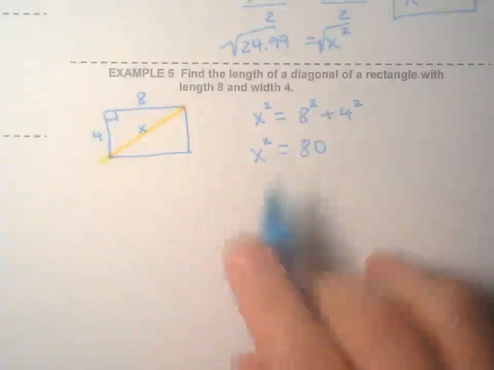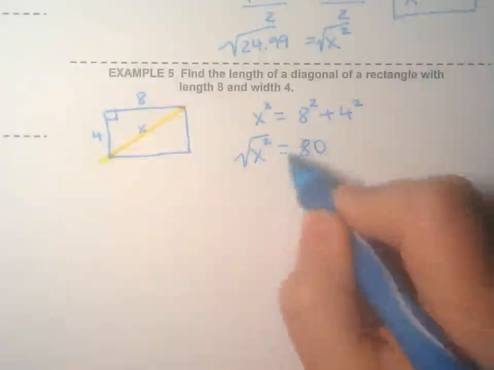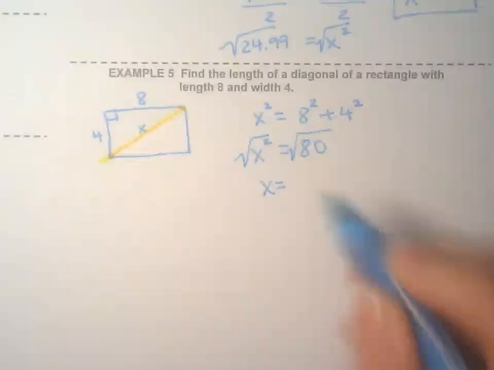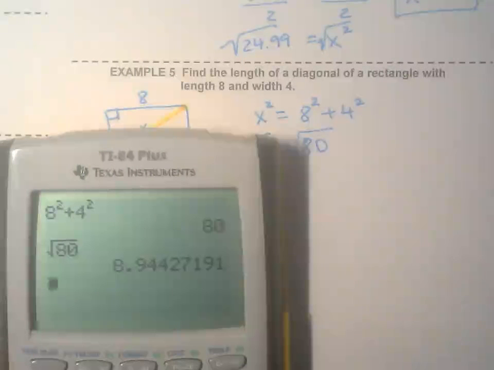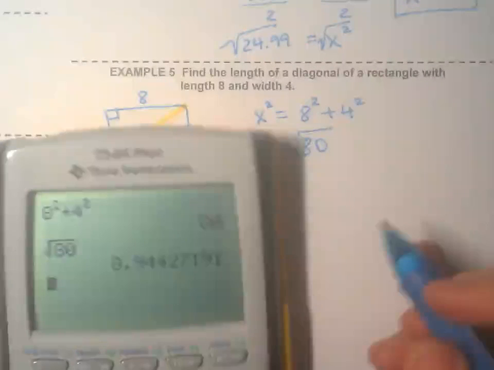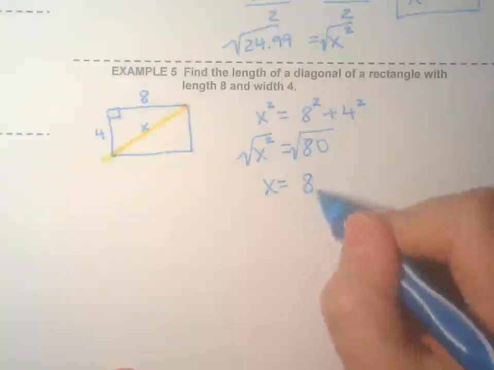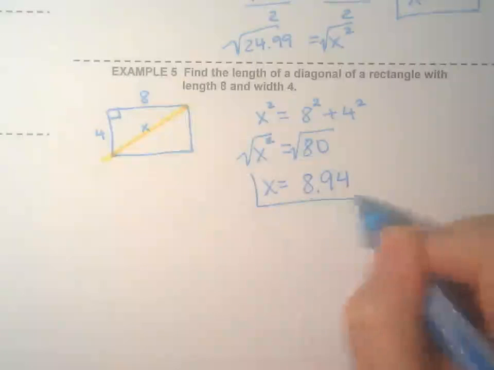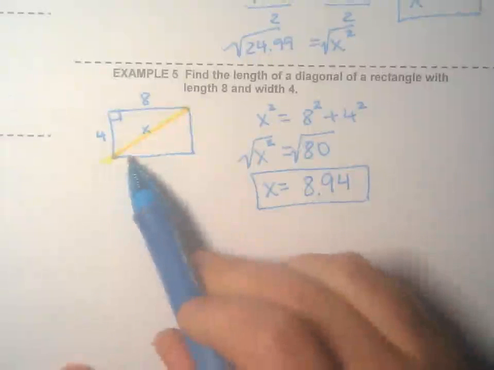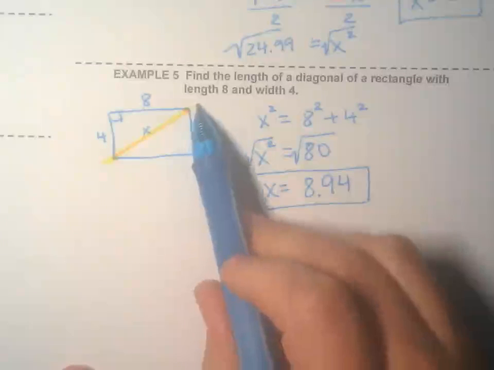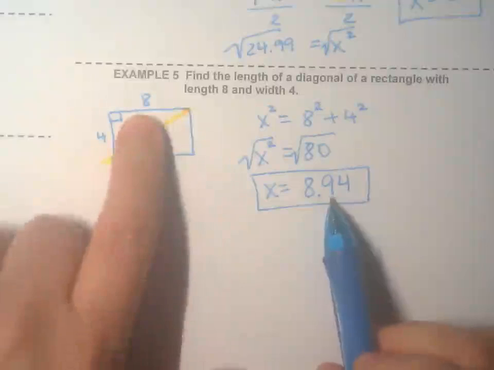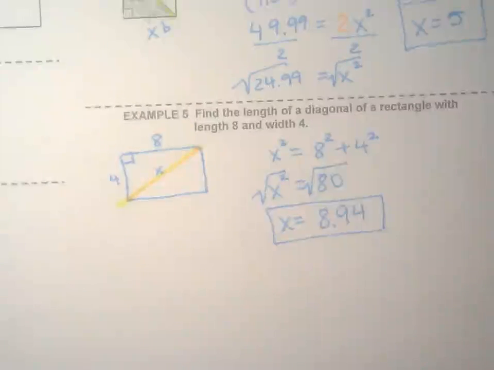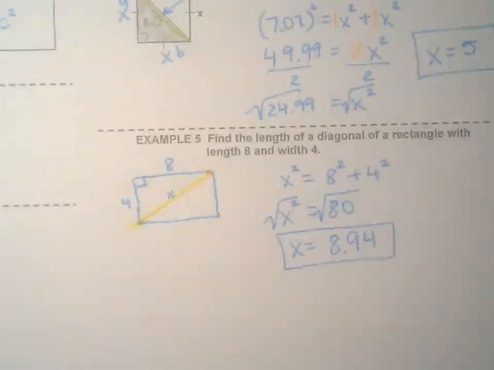Again, you're solving for x, not x squared. Take the square root. So 8.94. Check to see that the diagonal is in fact longer than the length, and in this case it is, so we found the right thing. Two more to go.